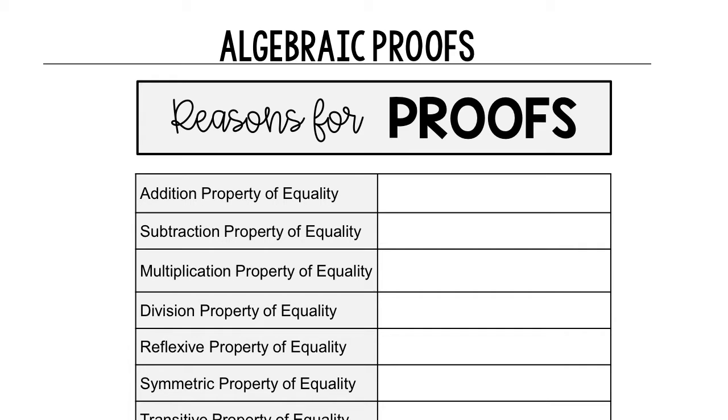The addition property of equality says if A equals B, then A plus C equals B plus C. If A and B are the same, you can add the same number to them and they're still the same. The subtraction property of equality is the opposite, but very similar. If A equals B, then A minus C equals B minus C. You subtract the same thing from two equal numbers and they still remain equal.